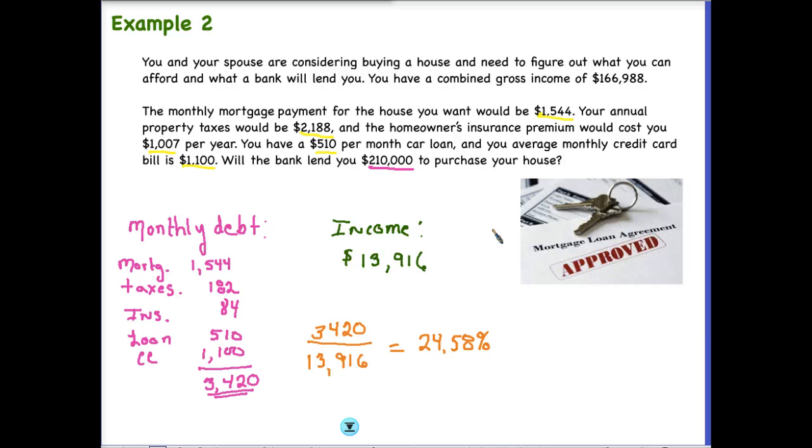So on the surface, it looks like you have a lot of monthly debt, but because your income is substantially higher, your debt to equity ratio is well within the range to qualify you to purchase that house of $210,000. Remember that 30% or under is great, but you really need to be 44% or under in order to be considered.